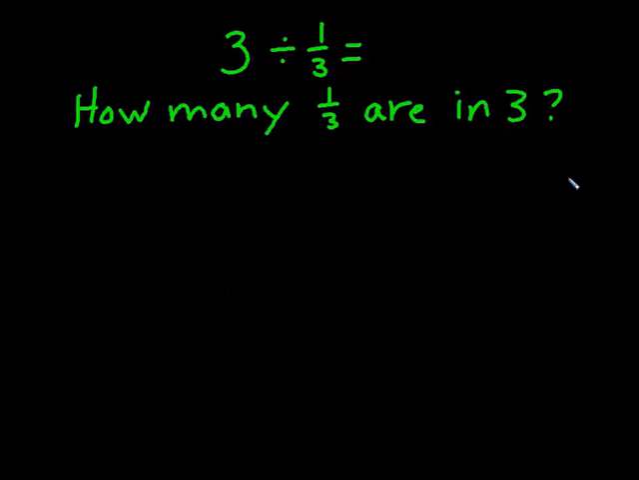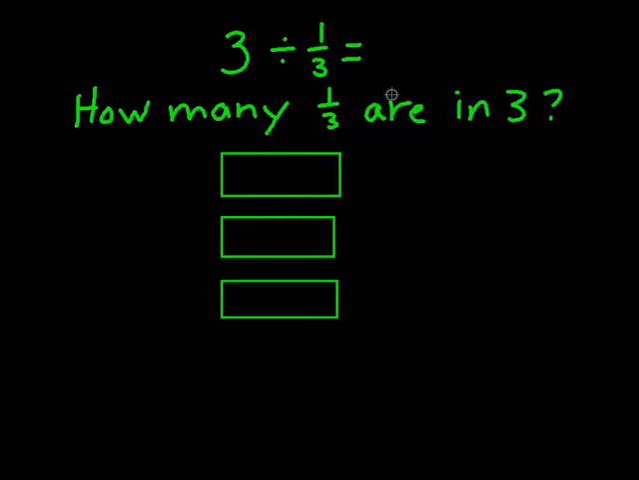And here's our last example. The first thing we're going to do is we have 3 wholes divided into thirds, so we will draw our 3 wholes. And then we'll cut them into thirds. Then we'll count all the thirds to see how many that we have. And we can see that we have 9 thirds. So 3 divided by 1/3 equals 9.